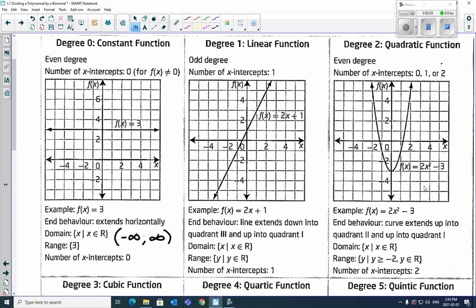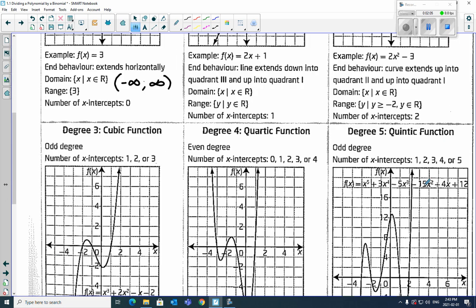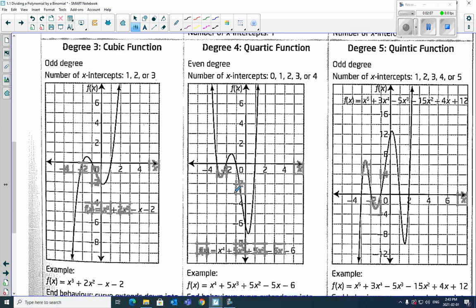The three new ones we're going to talk about in 12 are cubic, quartic, and quintic. So this is x cubed, x to the fourth, x to the fifth. This one, if you look, has a nice squiggle to it. Quartic is kind of like a W, and a quintic is like the cubic, but with an extra bump in it. Now, there are a couple of things you should look at. The cubic can have 1, 2, or 3 x-intercepts. Quartic can have 0, 1, 2, 3, or 4. And a quintic could have 1, 2, 3, 4, or 5.